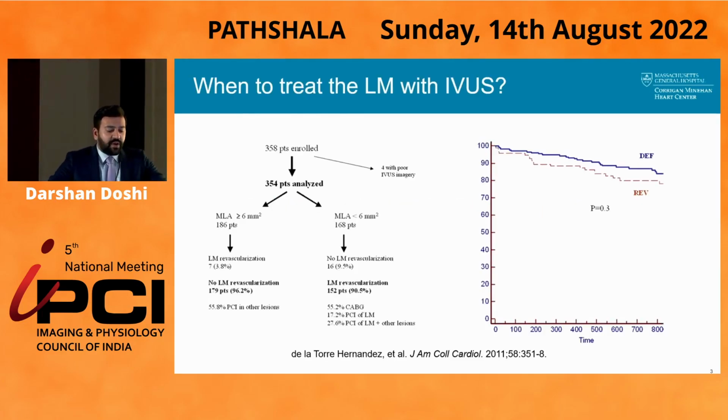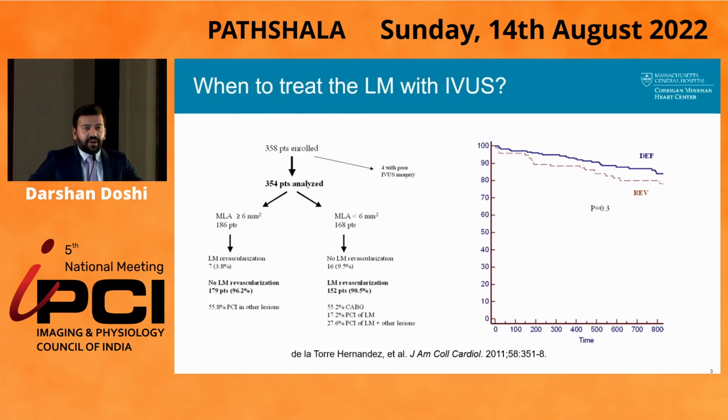So we know from the LITRO study that a cutoff of 6 millimeters squared is what you're going to use for the area to determine whether or not to treat a stenosis in the left main or whether you can safely defer it. We know that patients with an MLA of greater than or equal to 6 millimeters squared have the same outcome as those that undergo revasc if they have an MLA of less than 6 millimeters squared. So you can safely defer those with greater or equal to 6, and if it's under 6, you're going to go ahead and treat.